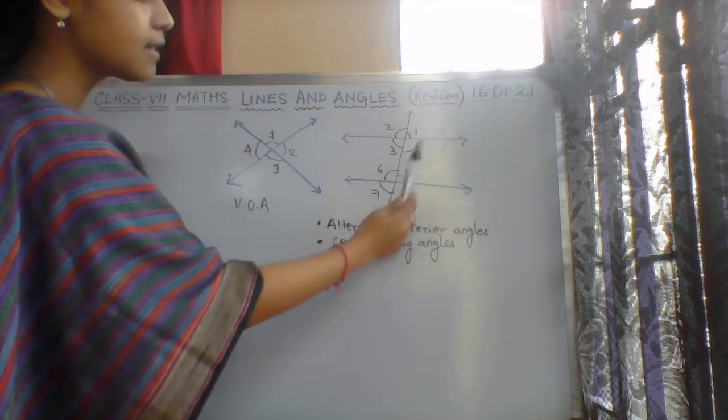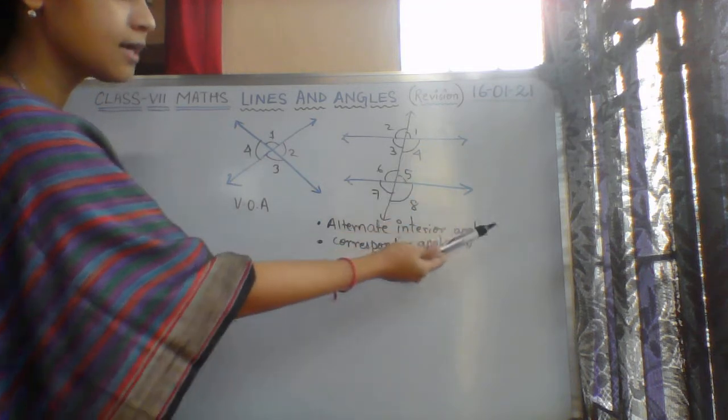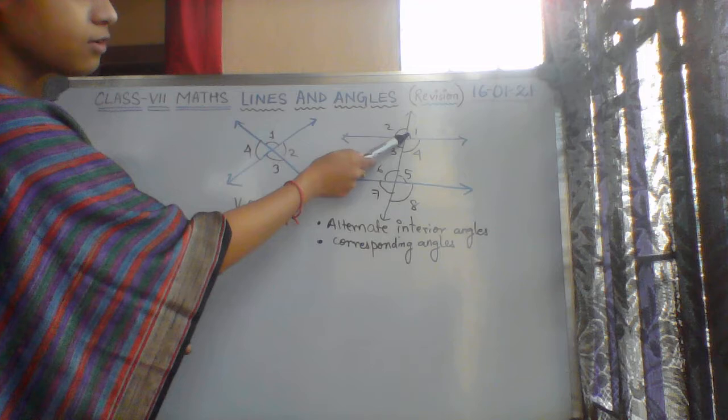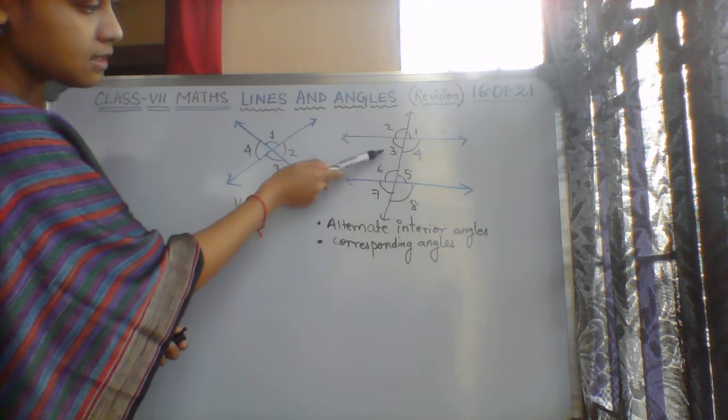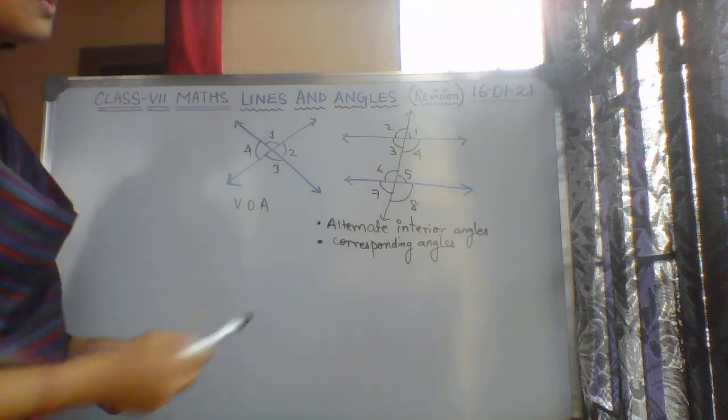1 is on the right-hand side of the transversal, and 5 is also on the right-hand side. So 1 and 5, then 8 and 4, 2 and 6, 3 and 7 are corresponding angles.